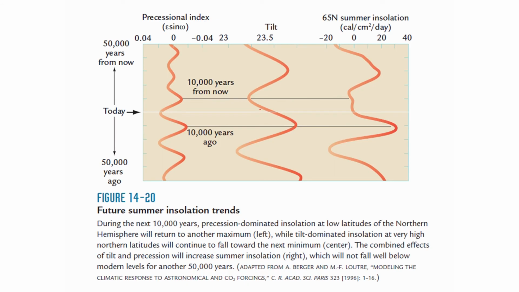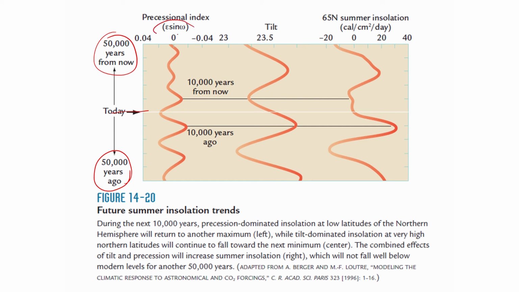So what is coming in the future in terms of insolation trends? We are now going from 50,000 years ago to today to 50,000 years into the future. Again, Milankovitch has given us all the formulas and we can just use them. So here is what we can expect in terms of the precessional index.